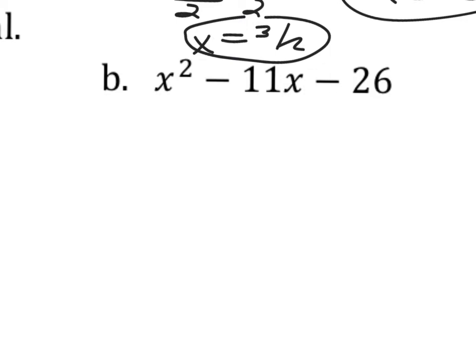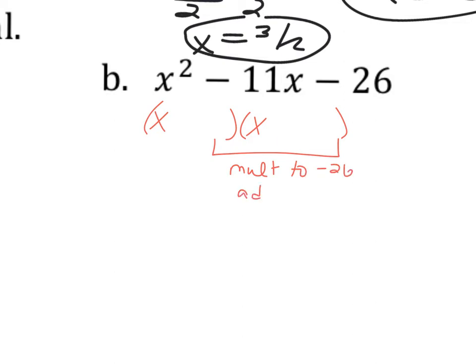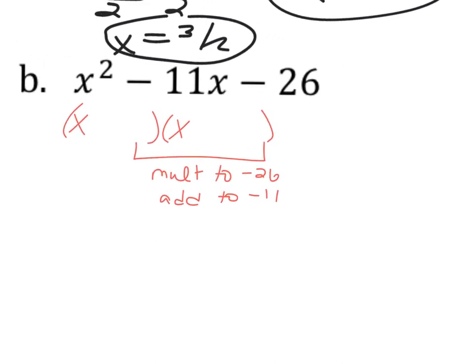So once again, there's no number in front of x squared besides 1, so we're going to do our two sets of parentheses. We have our x and our x. Now these two numbers have to multiply to get negative 26 and add to get negative 11. Since we're multiplying to get a negative, we are looking for two numbers whose difference is 11. So 1 and 26, the difference between those two is 25. 2 and 13, the difference between them is 11, which is what we're looking for.